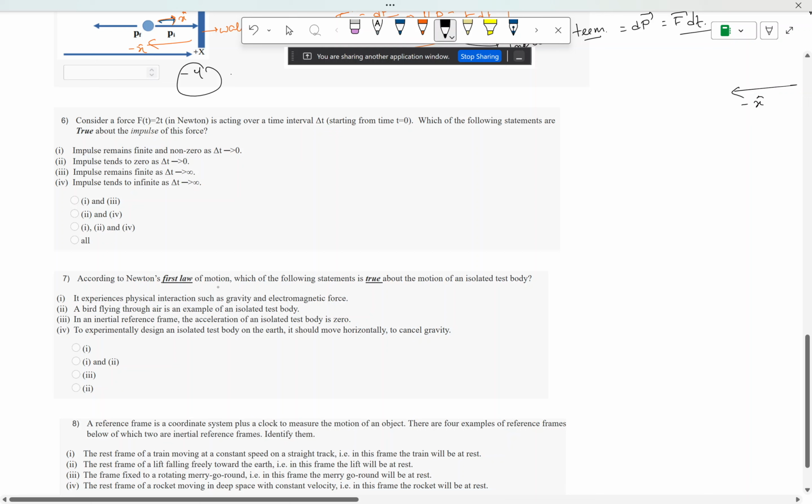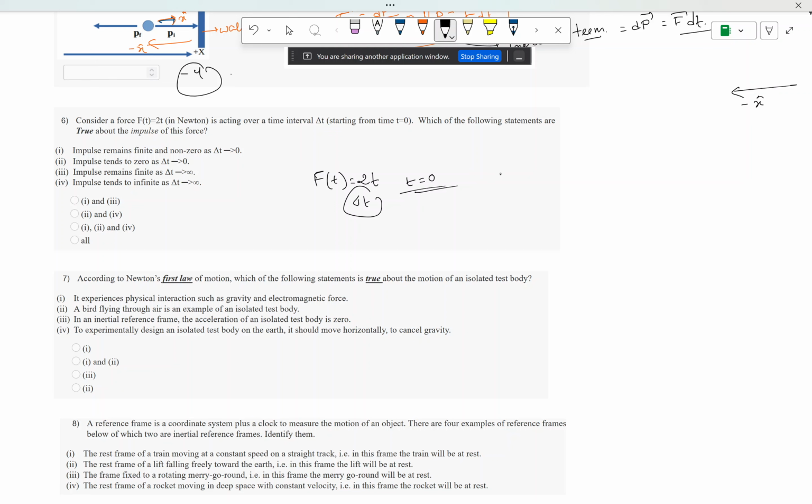Now question number 6: consider a force F equal to 2t, in Newton, acting over a time interval delta t starting from time t0. Which of the following statements is true about the impulse of the force? So your force is given by the expression F equal to 2t, in Newton, and it is applied for a time interval delta t, which starts from t equal to 0. At the initial state, time is also 0. Which one of the following statements is true about the impulse of this force?